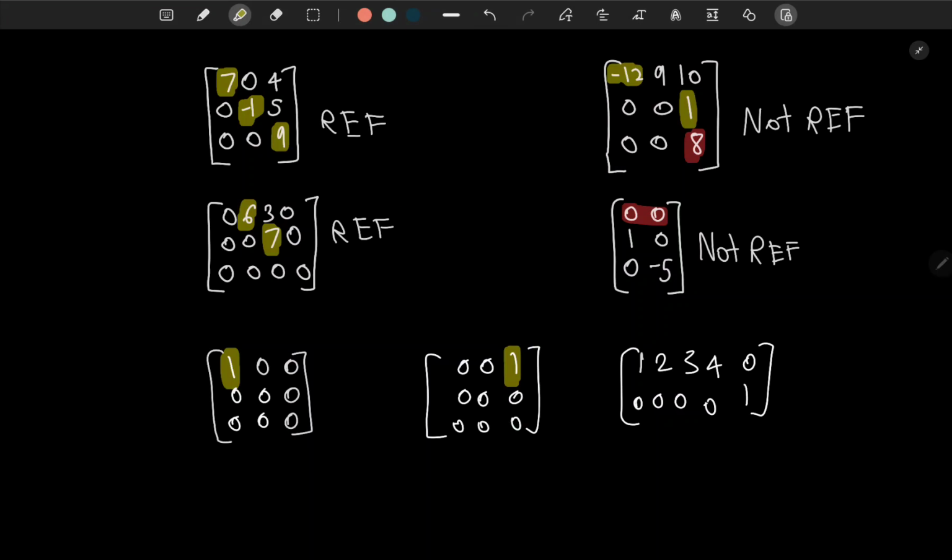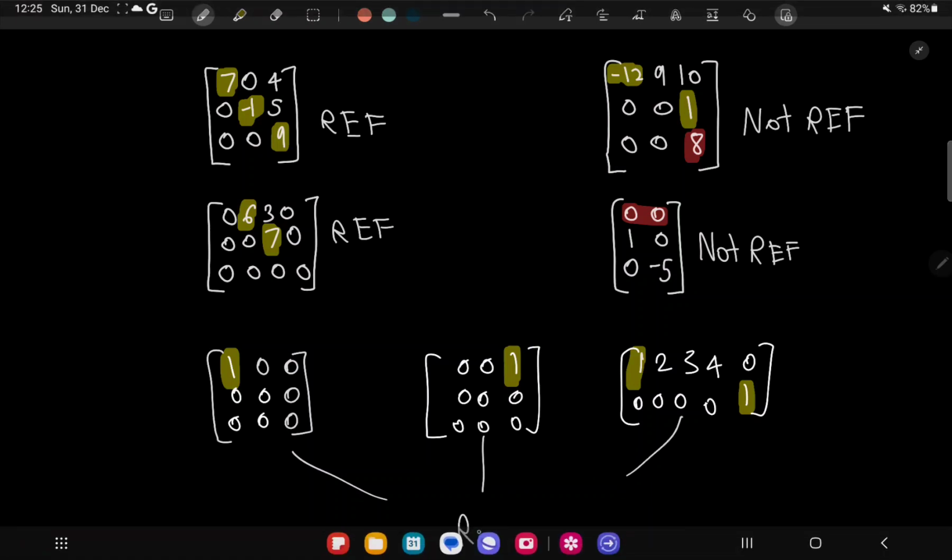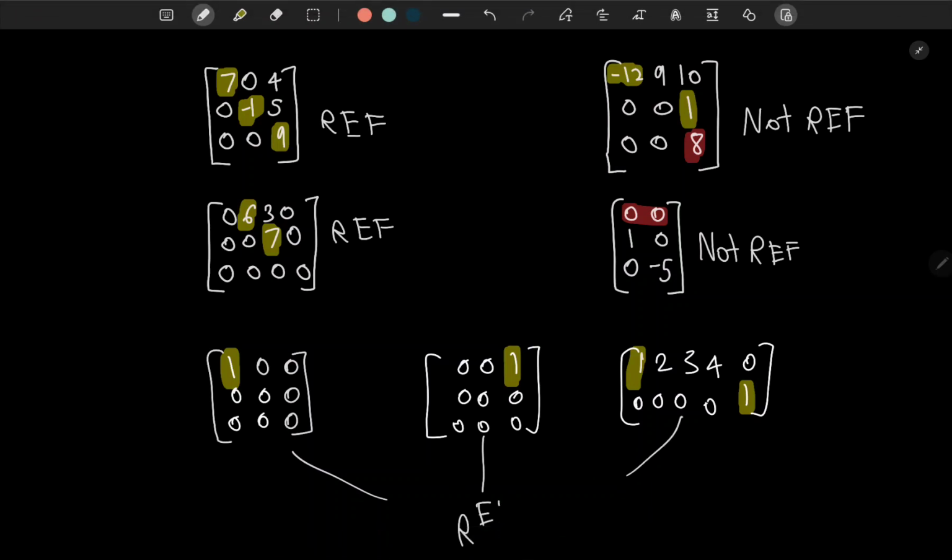And the last matrix here, the first pivot is 1. Again we look below it first, checking for any non-zero elements below it, there isn't any. And now we look down and to the right, so the next pivot is 1 here in the second row, so this is also REF. So all three matrices here are REF. Just don't mind my handwriting.